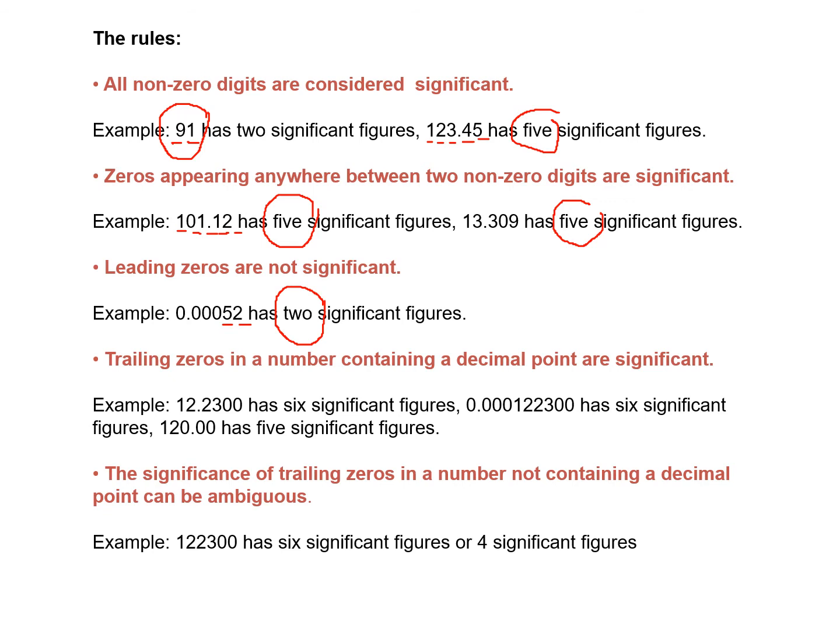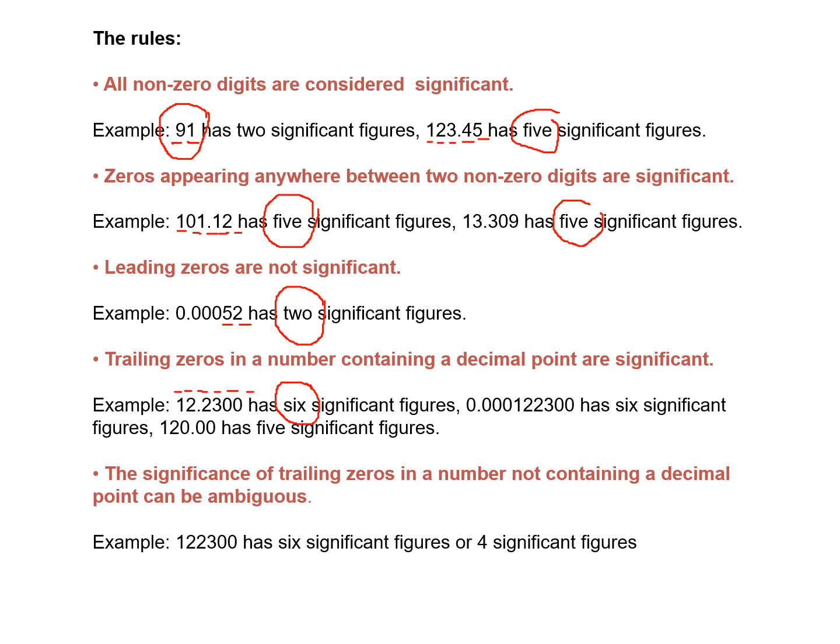The next one will be the trailing zeros, meaning the zeros at the back. In a number containing a decimal point, they are significant. Please remember when you are writing a number like 12.2300, that 0 after the digit 3 is also considered significant. So in this case we have 1, 2, 2, 3, 0, 0. So 1, 2, 3, 4, 5, and 6. It must have 6 significant figures.